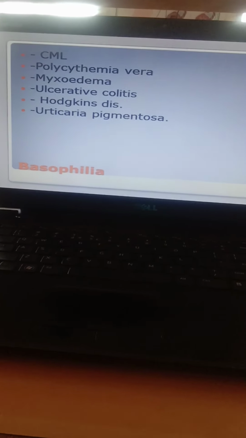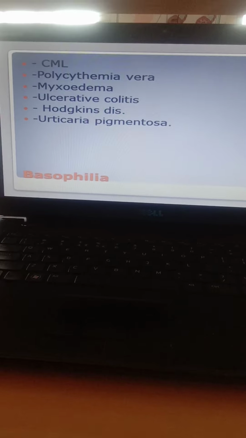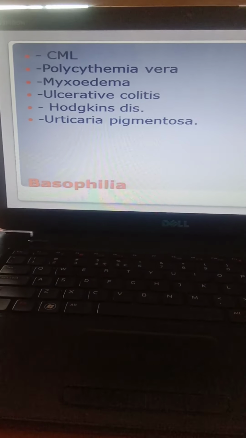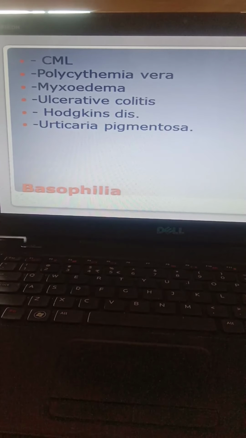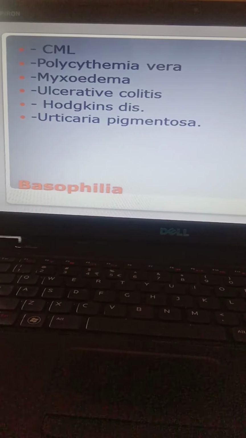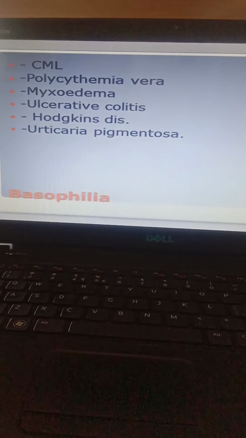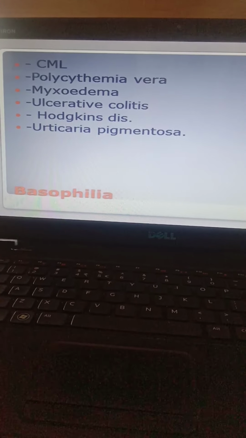The last is about basophils. Basophilia is an increase in the amount of basophils: chronic myeloid leukemia, polycythemia vera, myxedema, that is hypothyroidism, then ulcerative colitis, Hodgkin's disease and urticaria pigmentosa. These are the conditions for basophilia. So today we discussed various conditions and diseases in relation with leukocytosis. It is a very important topic in clinical pathology, in practicals and also in theory.